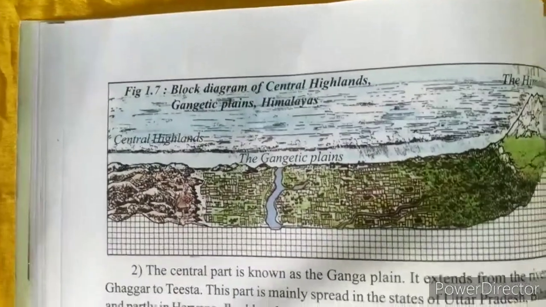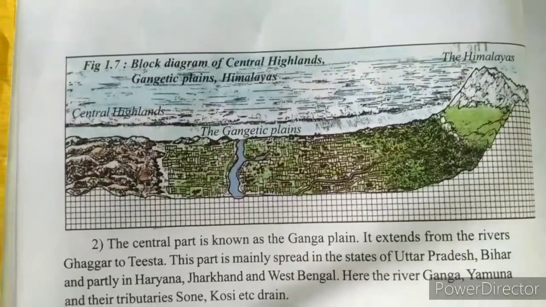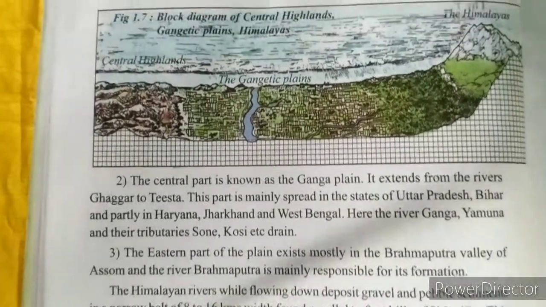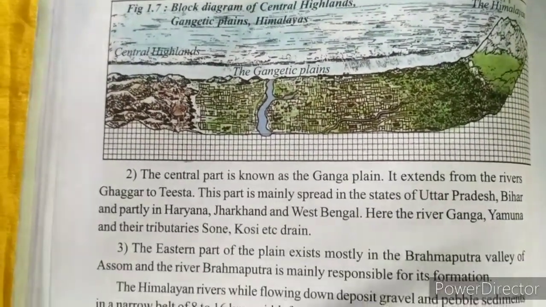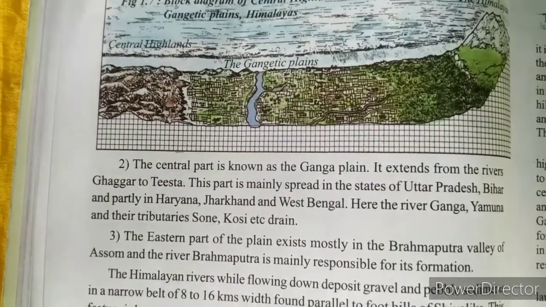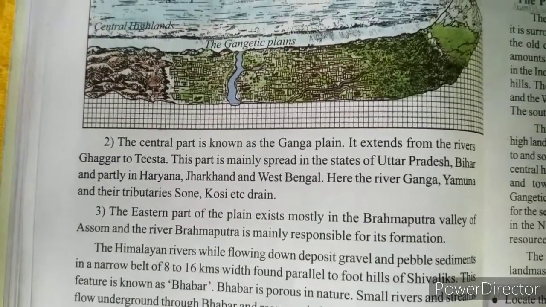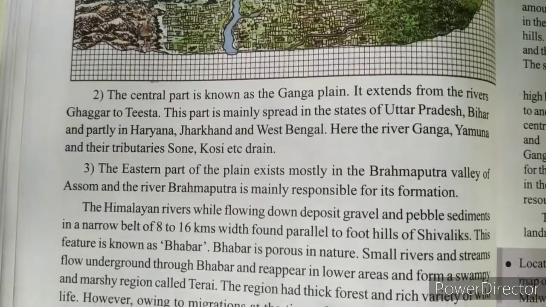The central part is also called the Ganga plain. This complete part is covered by river Ganga and its tributaries, from Gagra to Teesta area, and the states of Uttar Pradesh, Bihar, Haryana, West Bengal are covered with the inflow of river Ganga. The Yamuna, Sone, Kosi, Gandak are the tributaries of river Ganga.